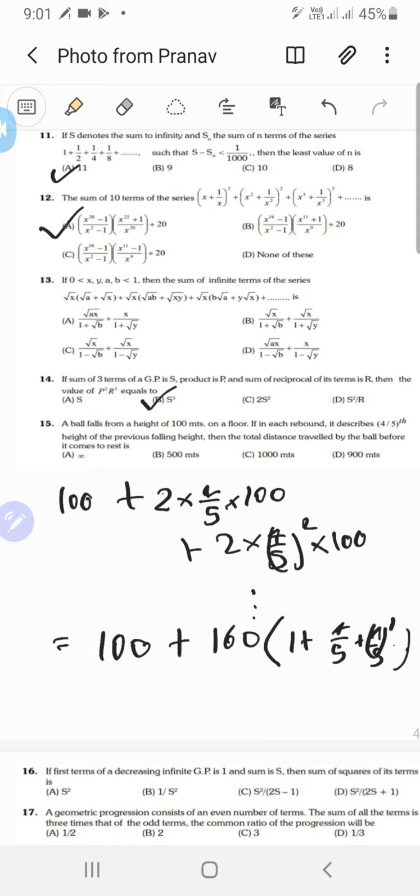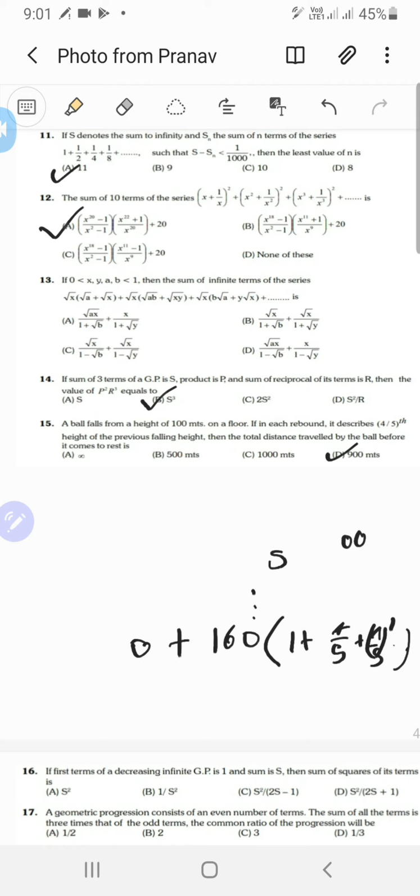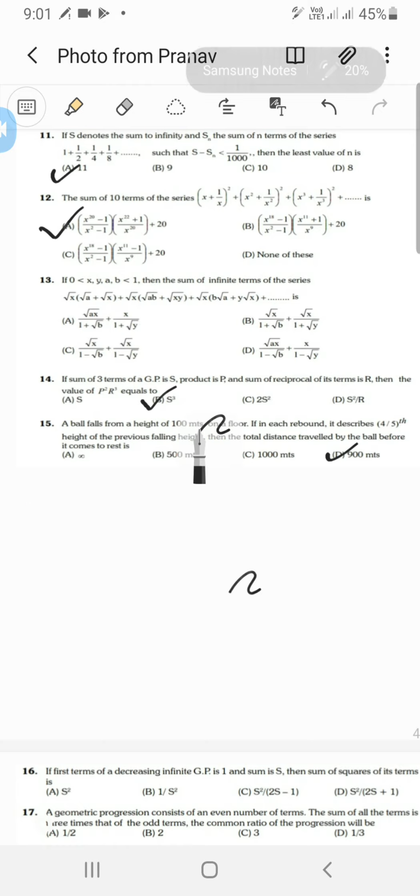That's 800, right, into 5, that looks correct. So 800 plus 100 is just 900, so that's correct. There was this 1000 meters option as well, and some people would have chosen 1000 meters because they thought that this first 100 meters was also to be taken twice, but that's not how it should have been done. That is supposed to be taken only once.